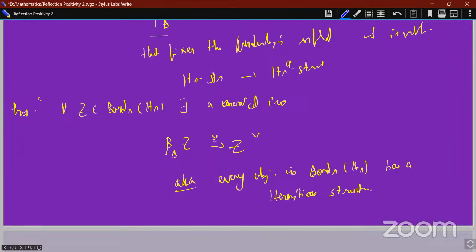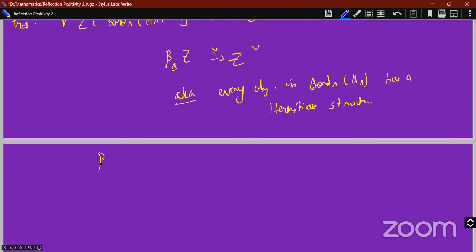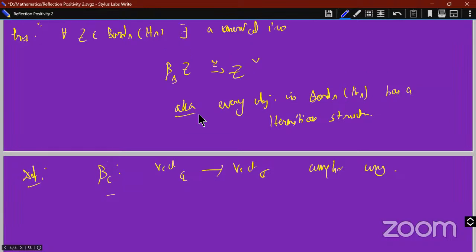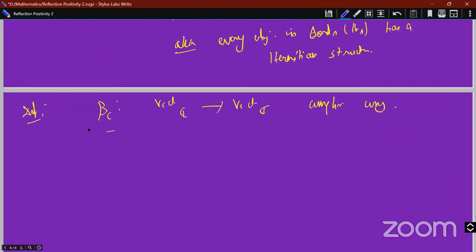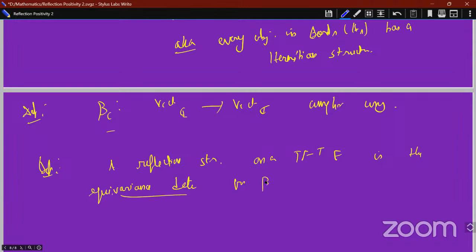So similarly, let's define complex conjugation also. This is C. So this is complex conjugation. Now after we define these, we are in a position to define a reflection structure. Then I'll unwrap the definition. A reflection structure on a topological field theory, say F, is the equivariance data. I'll explain what I mean by data. That means data B and data C.